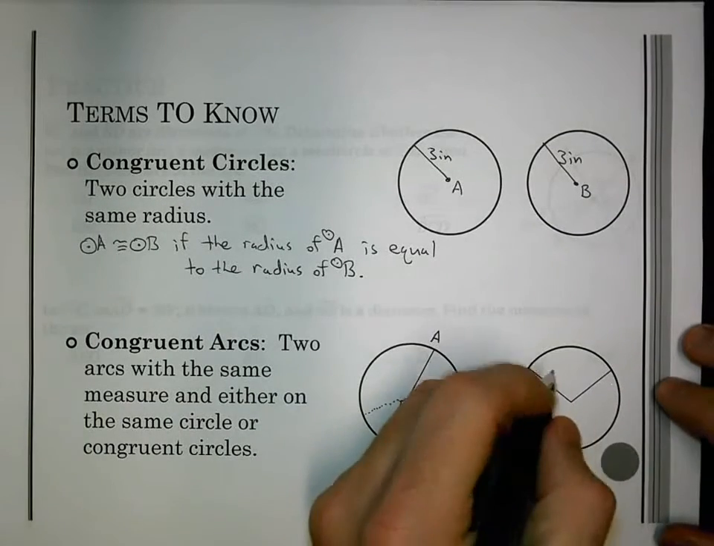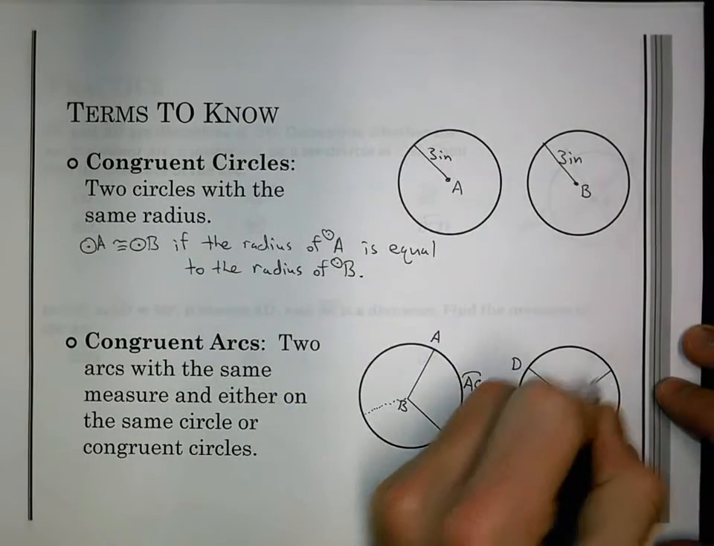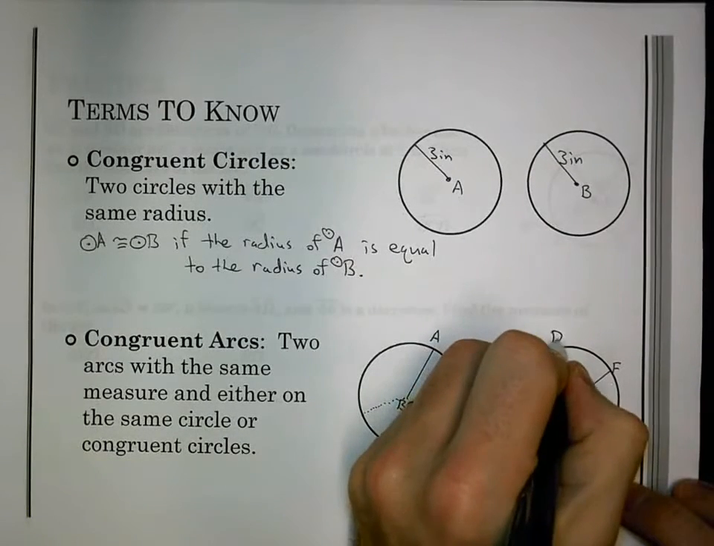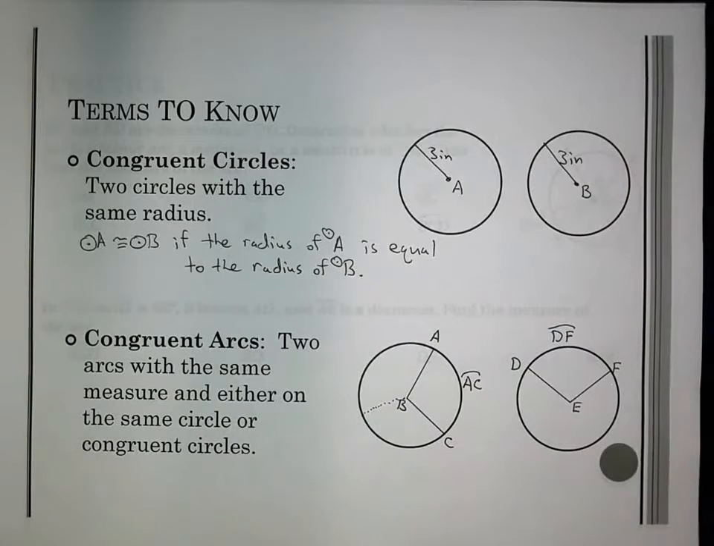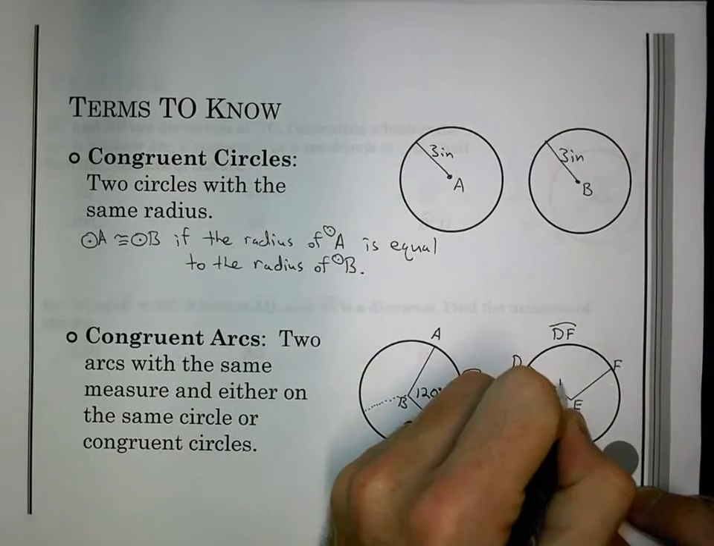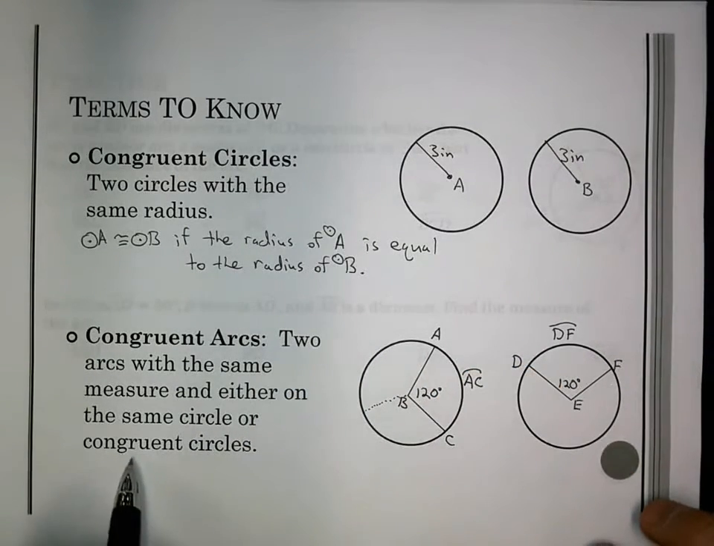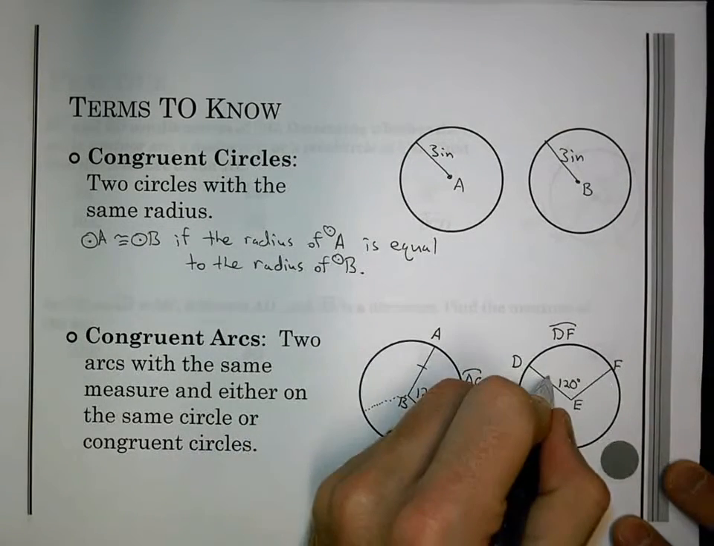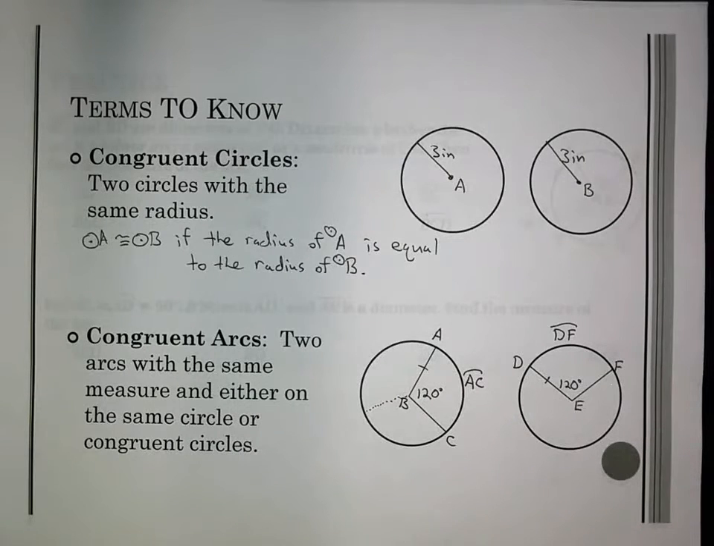So let's say over here we have DEF. And DEF has its own arc, DF. Now for those to be the same, they have to have the same measure. Let's pick a number and say they're each 120 degrees. And they have to be in congruent circles. Well, congruent circles means the radiuses are the same. So, let's say they're both the same and they have the same arc, then they're going to be the same arc.